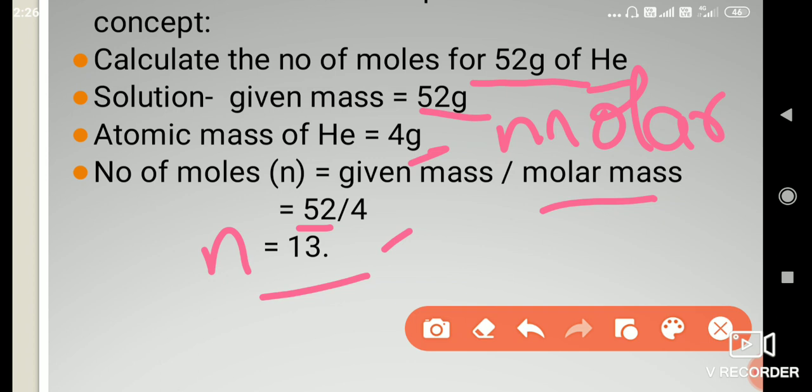Don't get confused between atomic mass and molar mass. The numerical magnitude is the same, and only the unit differs, because atomic mass is measured in u and molar mass is represented in gram.